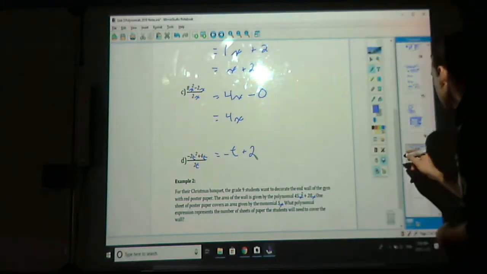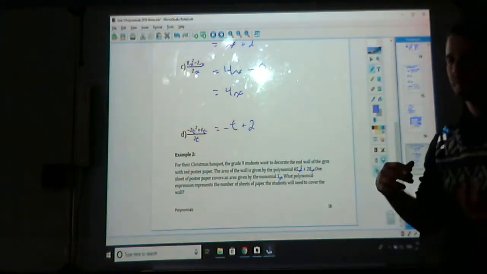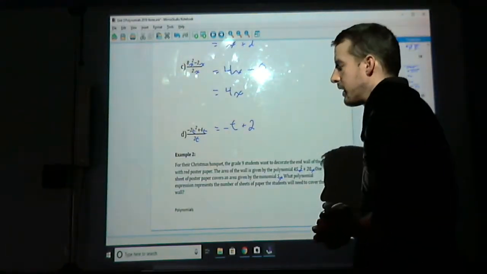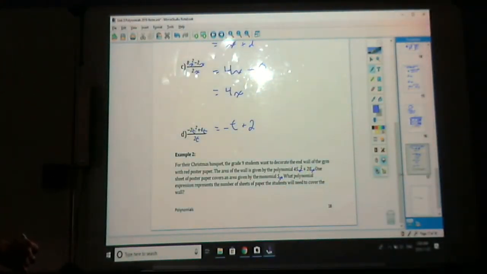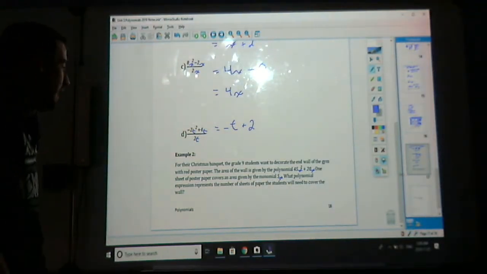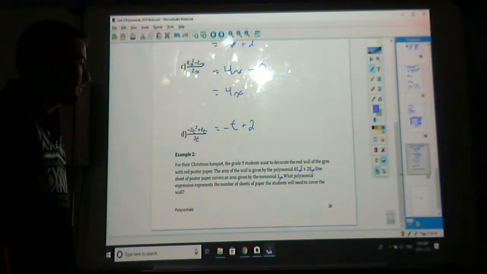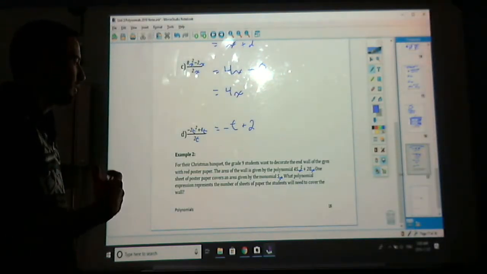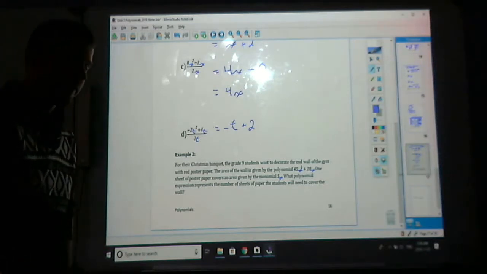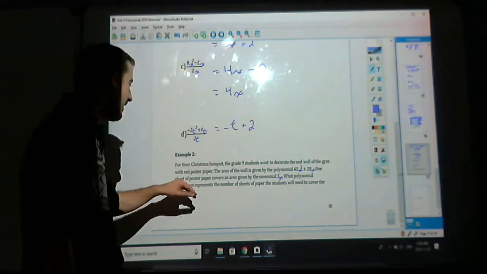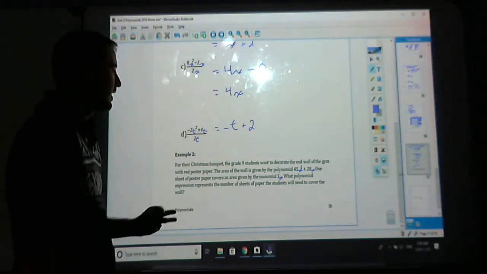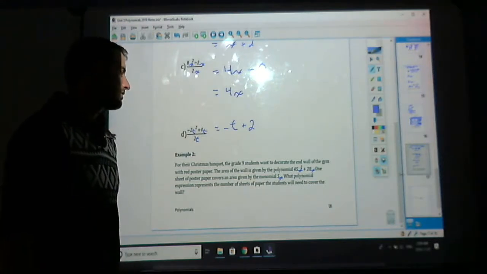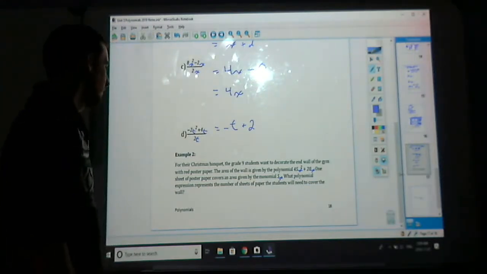All right, we're going to look at a bit of a word problem. So we'll read it out here. We're going to flip to the next page and go through it and solve. Okay, so for their Christmas banquet, the grade 9 students wanted to decorate the end wall of the gym with red poster paper. You guys are ambitious. The area of the wall is given by the polynomial 45x squared plus 20x. Whoa, whatever, Mr. B. That's just complicating things. One sheet of poster paper covers an area given by the monomial 5x. What polynomial expression represents the number of sheets of paper the students will need to cover the wall?